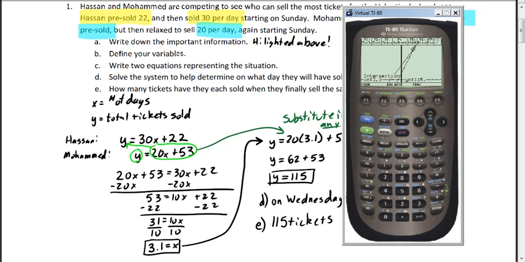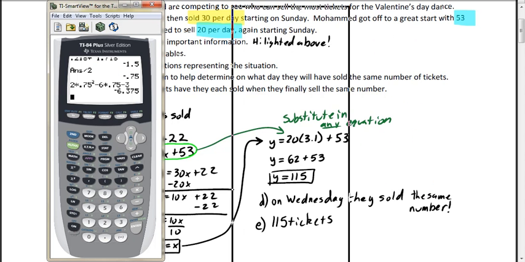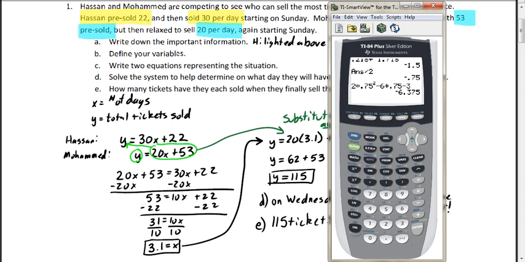All right, so I'm going to go ahead and put that away. I'm going to pull out weapon number 2, the TI-84. In some ways, the TI-84 is a little bit nicer. Okay, let's try that one. We'll go to the Y equals. We'll go ahead and clear anything that's there in the equations. So 30x plus 22. And then 20x plus 53.